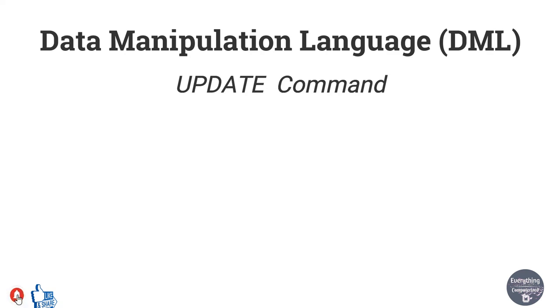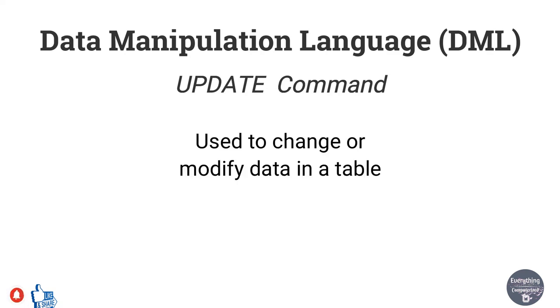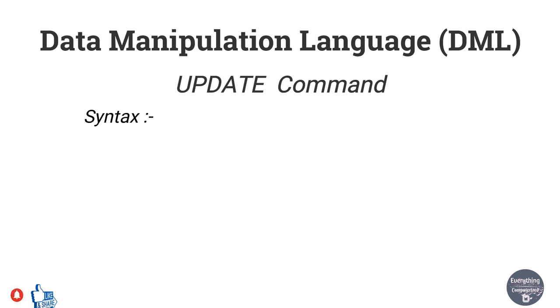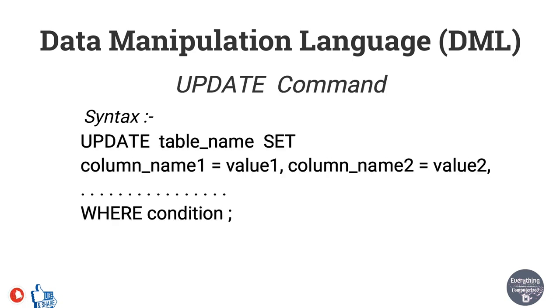After the insert command comes the update command. It is the command which is used to modify the existing data in a table. Suppose we want to change a name in a table, we can do this with the help of the update command. The syntax of the update command is update table name set column name 1 equals value 1, comma column name 2 equals value 2, and like this we can specify as many columns as we want, and after that write the where clause and then write the condition.